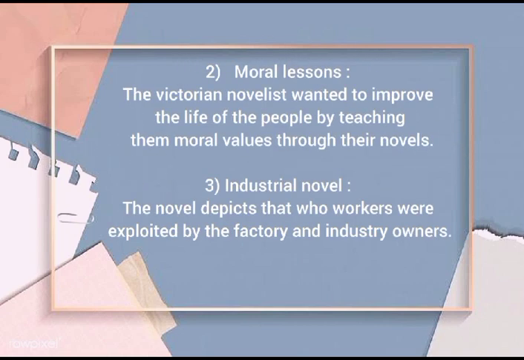The second theme of the Victorian novel is moral lesson. Another important theme of the Victorian novel is moral lesson. The Victorian novelists wanted to improve the life of the people by teaching them moral values through their novels. The main reason behind adding moral values in their novels was to reduce evil practices in society.